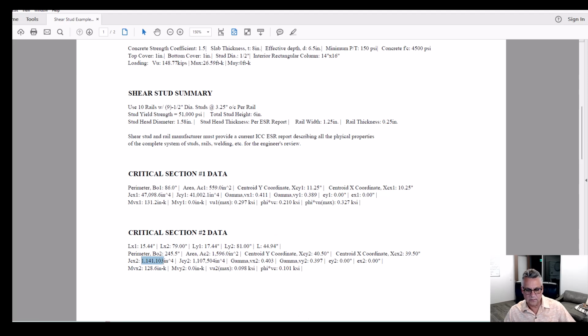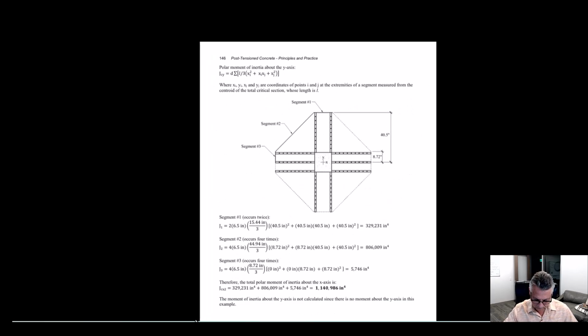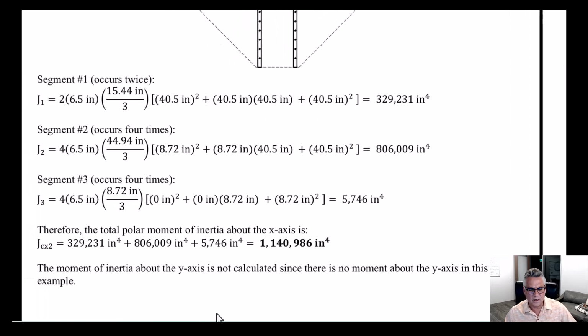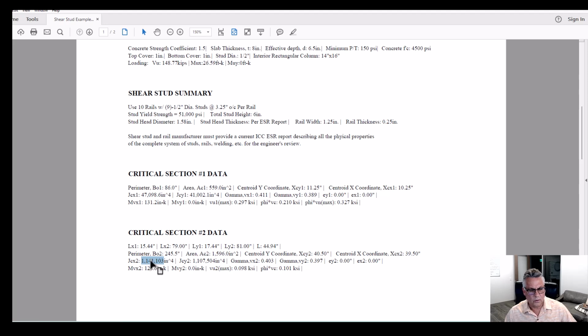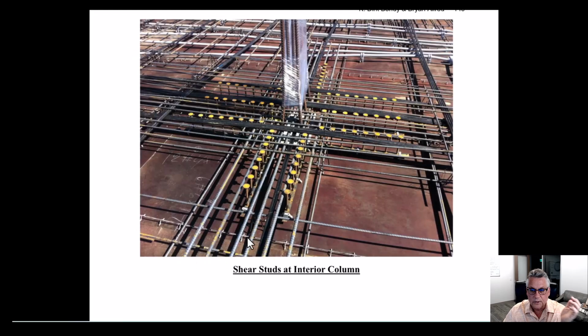I think I calculated 1,149,86, 1,141,103. Close enough for government work. The program uses more decimals than I did. But that same calculation of the shear stress of 98 psi and the allowable of 101. So there it is. That's shear stud design and my opinions of it. I don't think I had anything else. But that's a clean, you're not looking at what I'm looking at, that's a clean looking design.